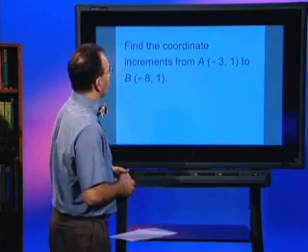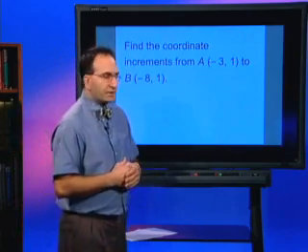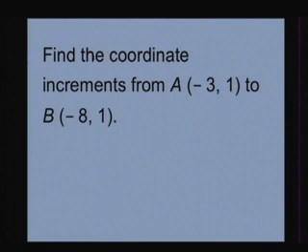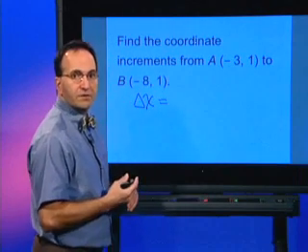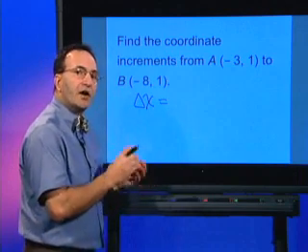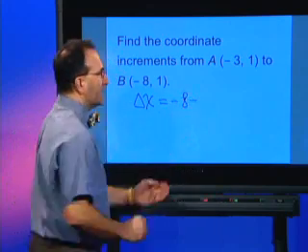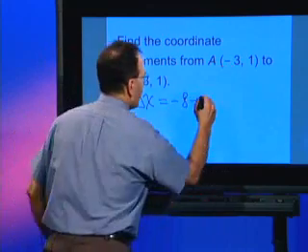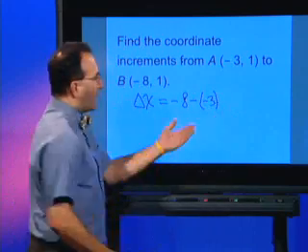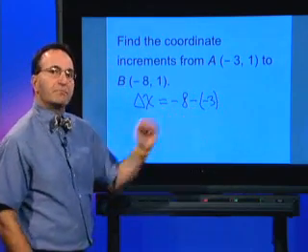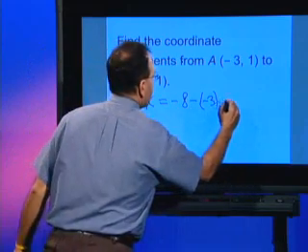Let's try these out. Find the coordinate increments from point A, which is negative 3, comma 1, to point B, which is negative 8, comma 1. All right, so we want to find delta x. And delta x is going to be equal to the subtraction of our x coordinates. So we have negative 8 minus negative 3. Of course, the double minus changes to plus, so it's negative 8 plus 3, and that's going to give us negative 5.